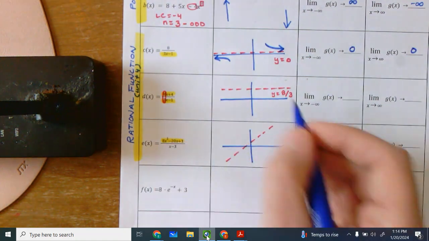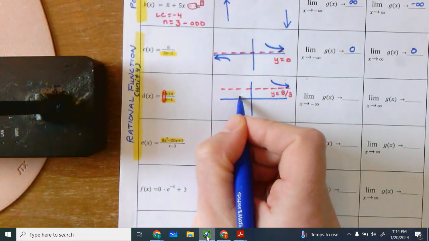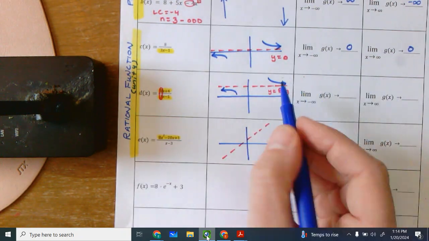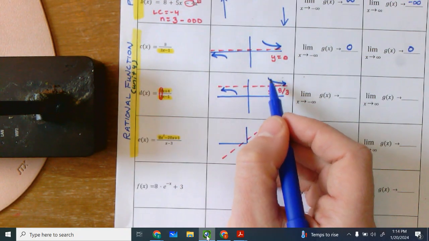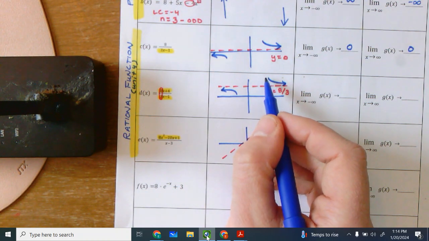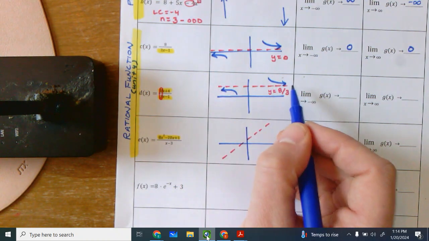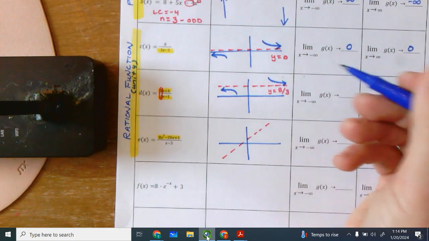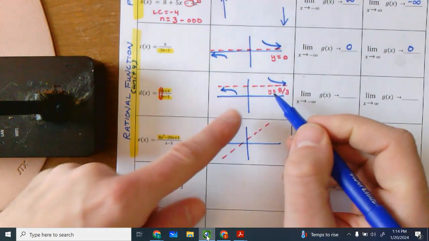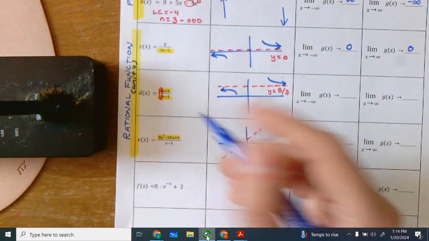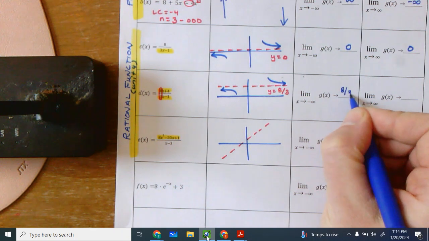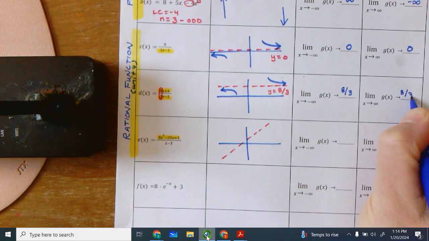For d of x, both the right and the left side. By the way, I'm not trying to draw the whole graph, so I'm not really concerned with whether this part right here is above the end behavior asymptote or down here below the end behavior asymptote. That's not important. What we know is that on both sides, that's the number that this fraction is going to get close to. So both of these will be 8/3.